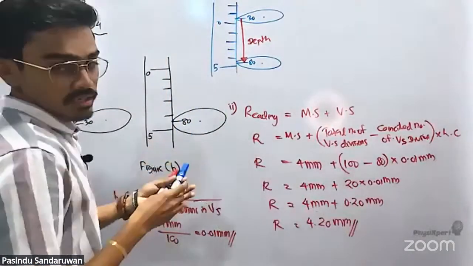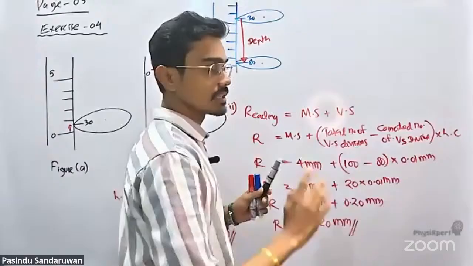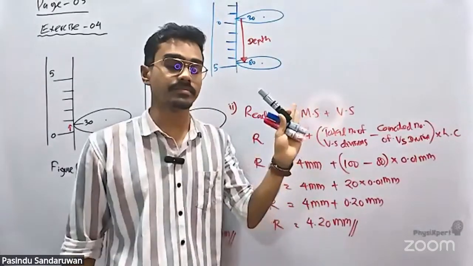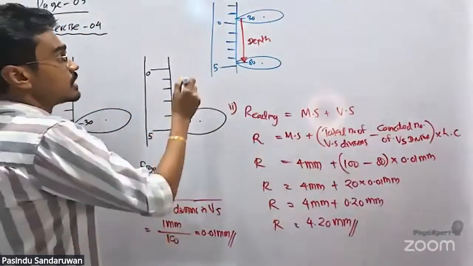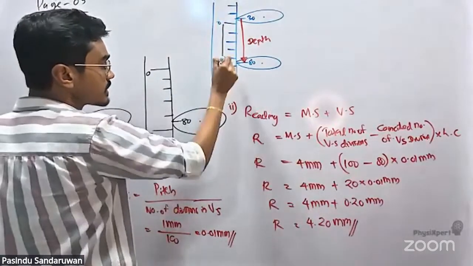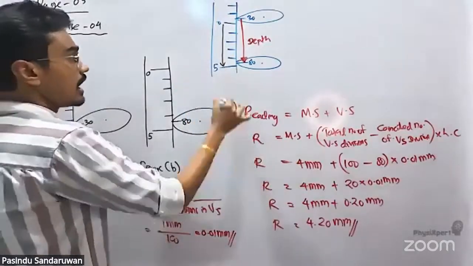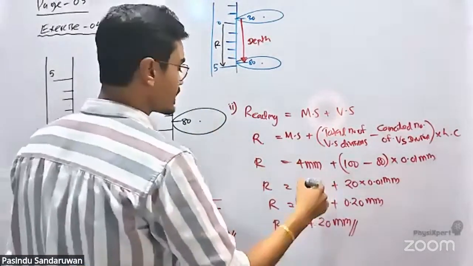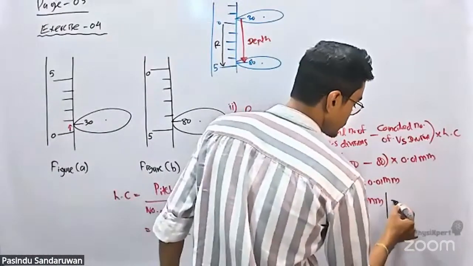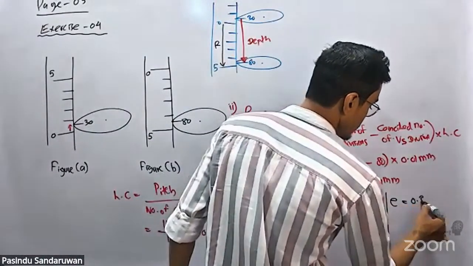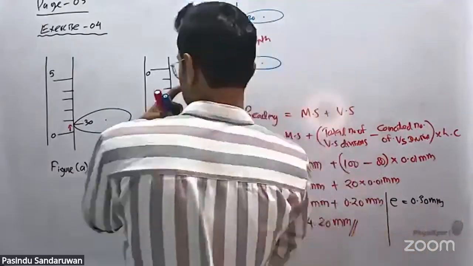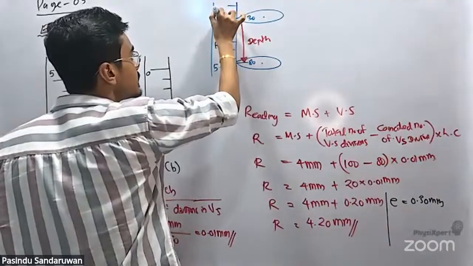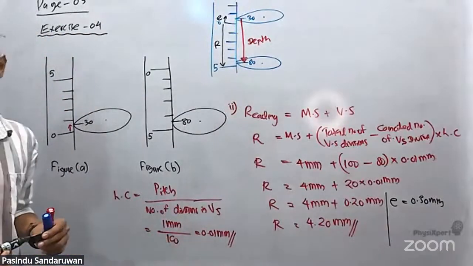You didn't get the correct answer. Look at the board with this diagram. Very important: this reading R is from here to here. And we had an error here. That error was 0.30 millimeters. So the error part is from here to here. This is E, the error.